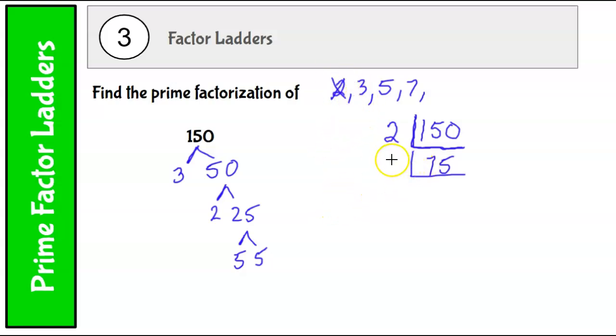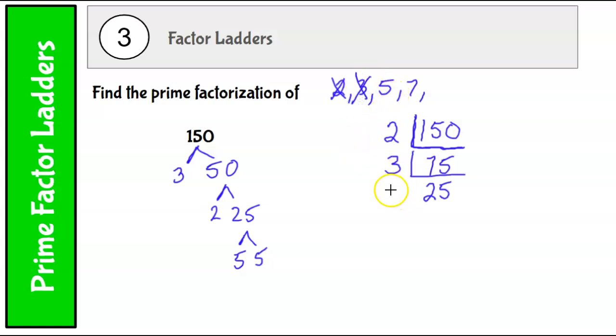Then I go to 3. So I just climb up the prime list here. Does 3 go into 75? Evenly. Can I divide 3 into 75? I can. 75 divided by 3 is 25. And then I do it again. Does 3 go into 25? So you want to keep repeating the same prime until it won't go in, it won't divide in evenly again. So 3 doesn't go into 25.